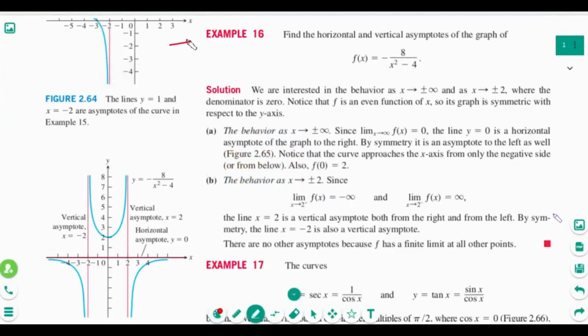Example 16 here we have now: f(x) equals minus 8 by (x square minus 4). Here we have the complete solution for that. Now please go by the same method, find the asymptotes and draw the graph.